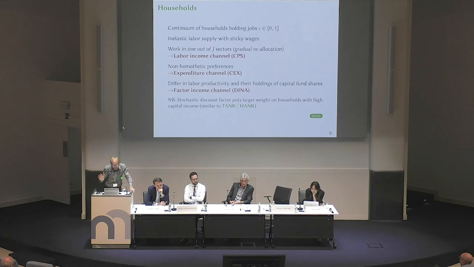Okay, just as a side note, for those of you who are familiar with the heterogeneous agent New Keynesian literature, like in the two-agent New Keynesian models, they often distinguish between workers and capital owners. Here, this distinction is not that black and white, it's more gray: workers also have some capital income, capital owners also have some labor income, but you get the same demand effects as in these TANK and HANK models.